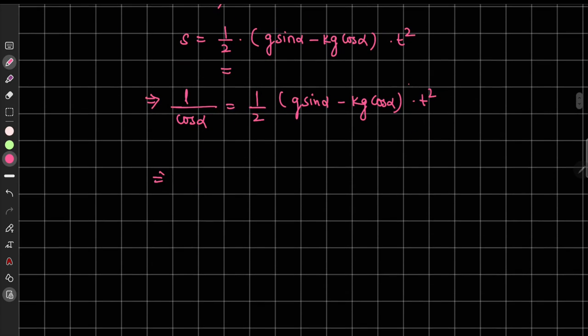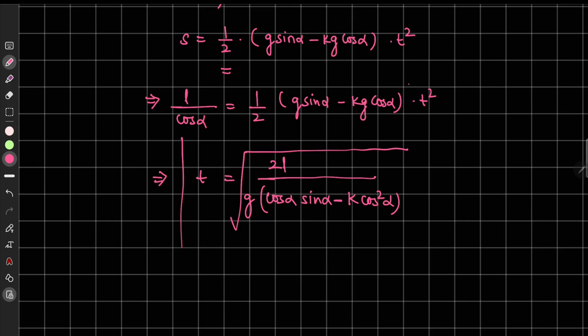So from here we can get t is equal to root of 2L divided by cos alpha times g times (sin alpha minus k times cos square alpha). Okay. Now we know sin alpha into cos alpha twice is equal to sin of 2 alpha. So from here we can write sin alpha into cos alpha is equal to sin 2 alpha by 2.